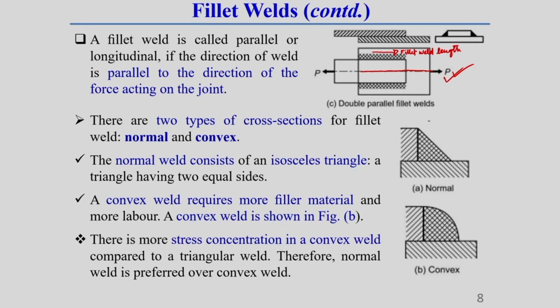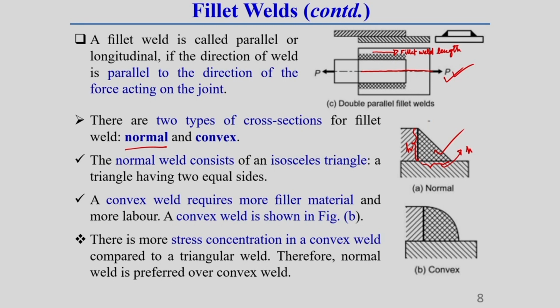There are generally two different types of cross section of fillet weld we can get. One is called the normal fillet cross section. This normal fillet cross section is generally an isosceles triangle. This triangle has two sides of equal length. You should keep this in mind. Whatever the side length is in the horizontal direction, in the vertical direction also the side length is the same. So, this is an isosceles right angle triangle.